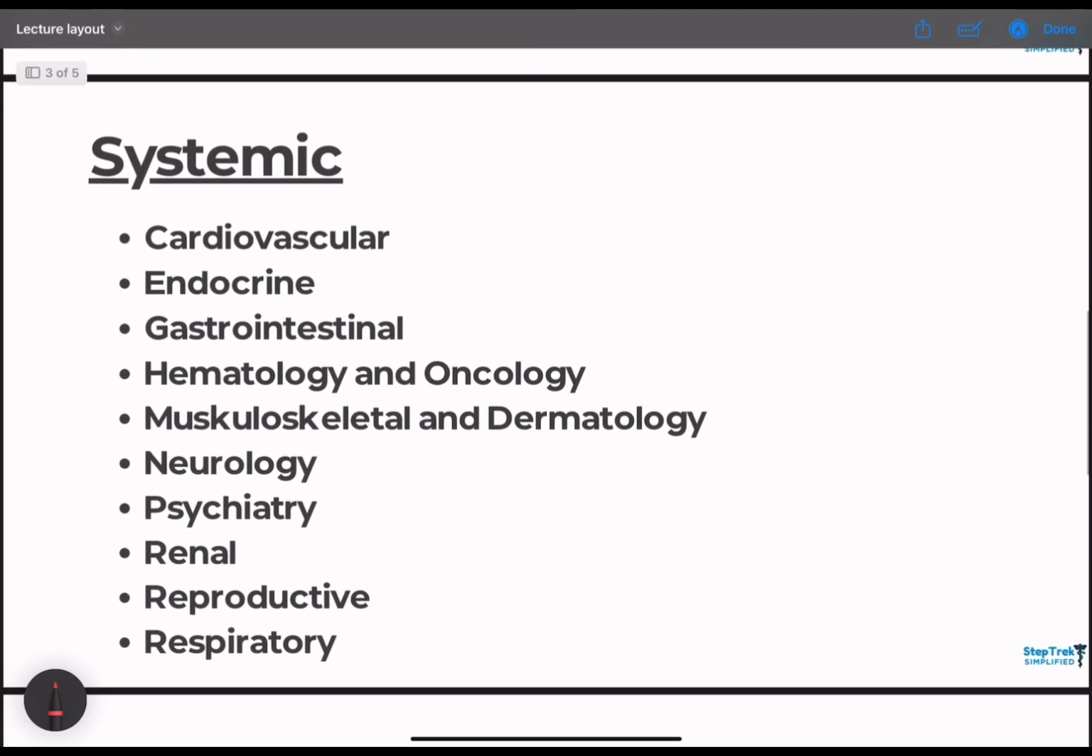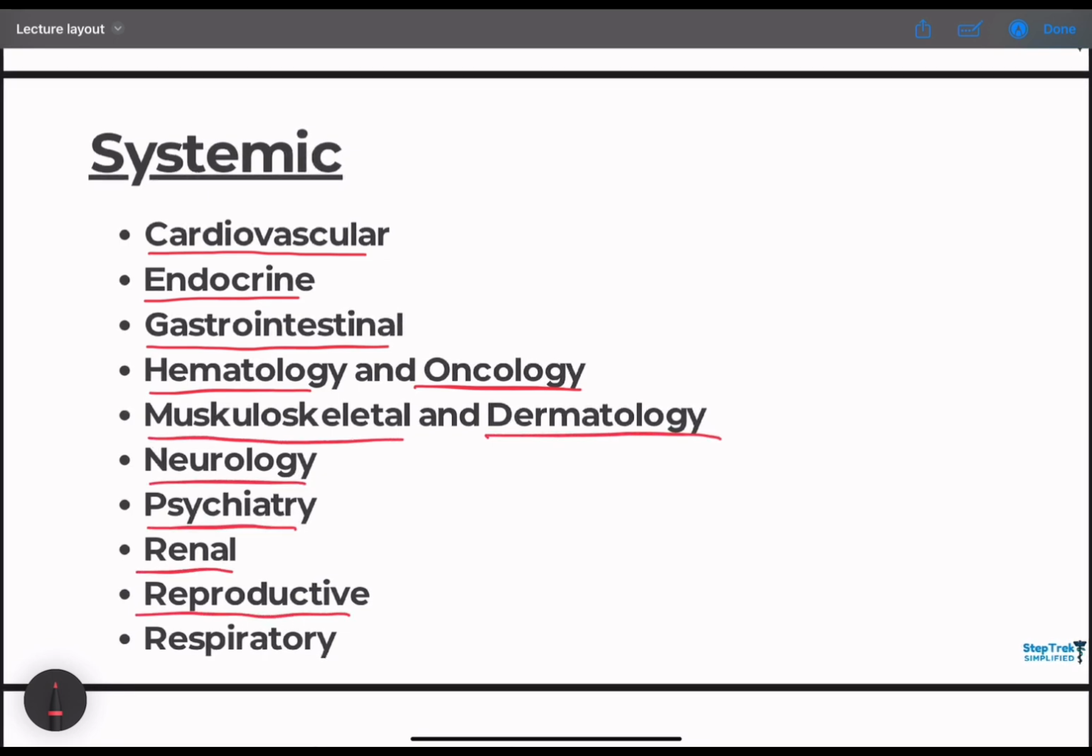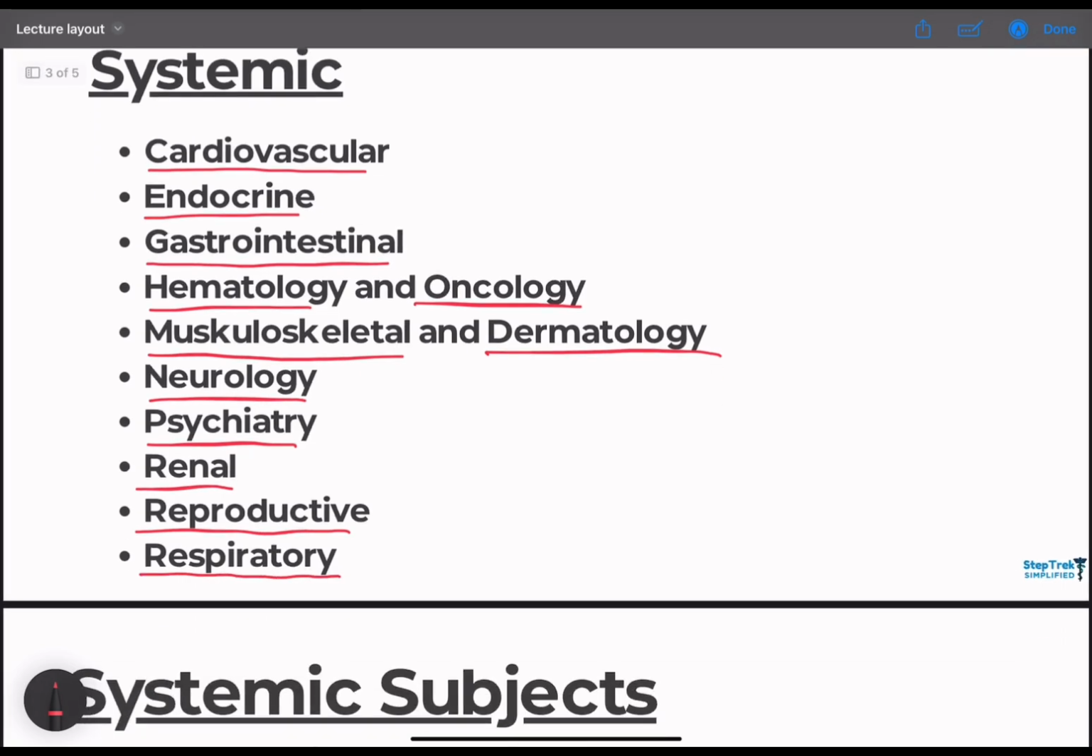While in the systemic portion we have the following systems. At first we have cardiovascular system, followed by endocrine, gastrointestinal module, hematology and oncology, musculoskeletal and dermatology, neurology, psychiatry, renal, reproductive, and at last the respiratory module.